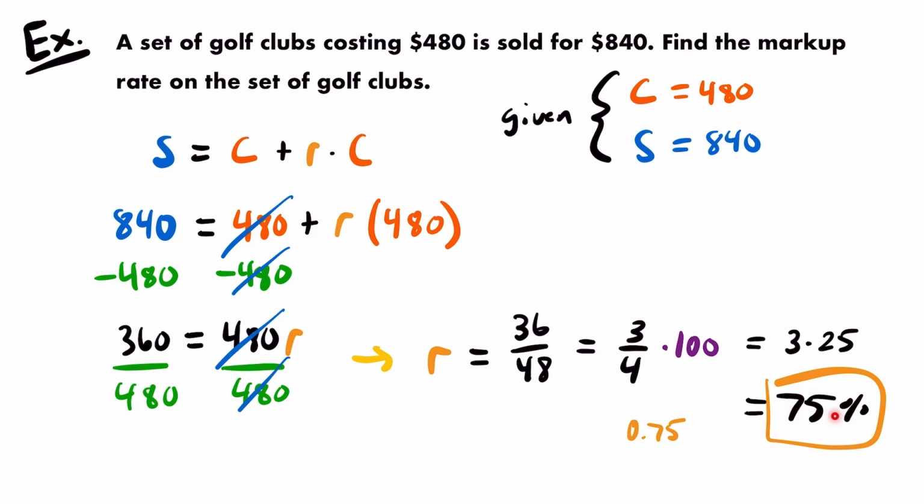Okay, so that's a pretty big markup rate. The set of golf clubs cost $480, but were sold for $840, and so the markup there is a markup of 75% of the original cost. Okay, and so that is it for this example.